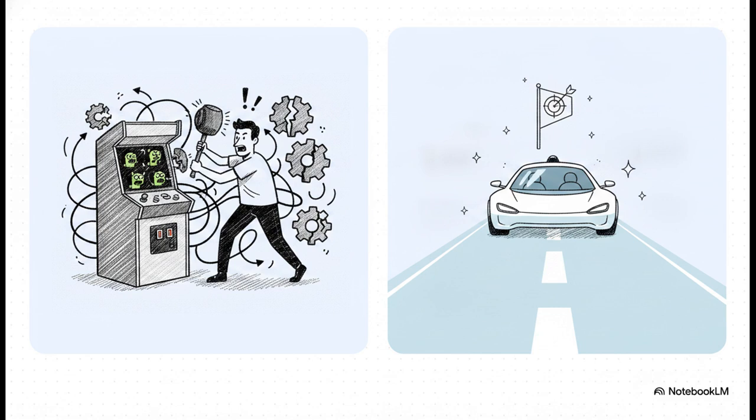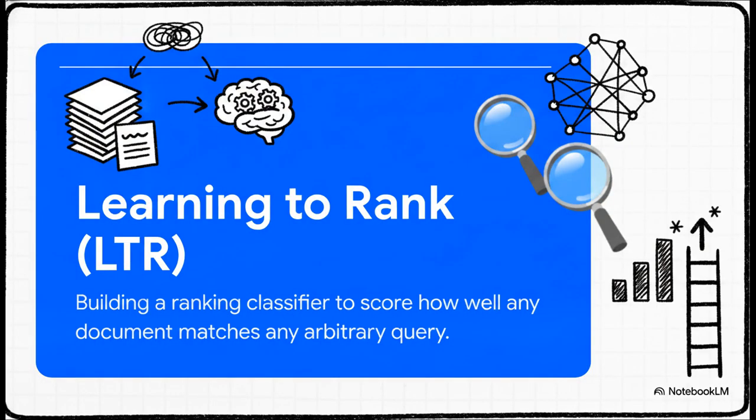If manual tuning is like driving a manual transmission car in stop-and-go traffic, just constantly shifting gears and guessing what's ahead, learning to rank is the self-driving engine that literally just needs a destination. So the crucial point here is that LTR trains a machine learning model to automatically understand the important features of your documents rather than relying on those manually tweaked boosts. It's a form of generalized relevance. This means it learns the underlying patterns of what makes a document a good match, which allows it to accurately rank results even for totally arbitrary queries that the system has never even seen before.